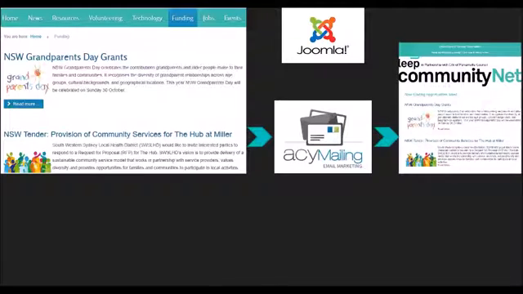This is a shot of our funding blog on CommunityNet. Once a week, that's a weekly e-news that we send with funding news. What AC Mailing does is, you can see on the right-hand side, it creates an e-newsletter from a template that we created. It just puts the new content in automatically. So all we have to do is send it.